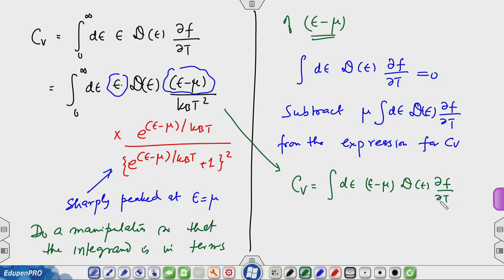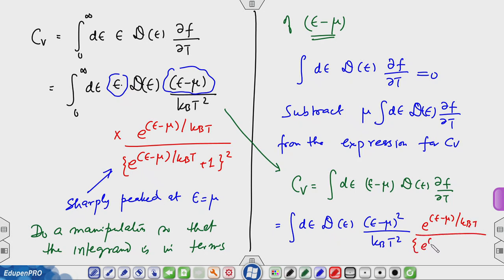I just subtracted 0, so nothing really changes. And when I write it explicitly, it becomes equal to integration dE (epsilon minus mu)² over (kB T)² times all that exponential term, e^((epsilon minus mu)/kB T) divided by (e^((epsilon minus mu)/kB T) plus 1) whole squared. That's the term I need to calculate.